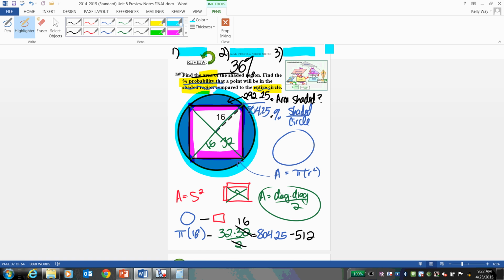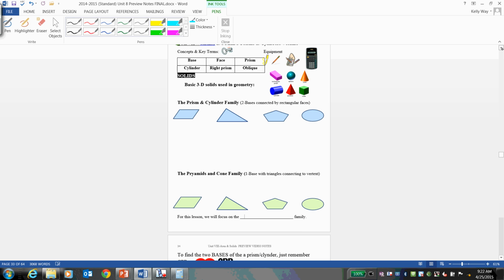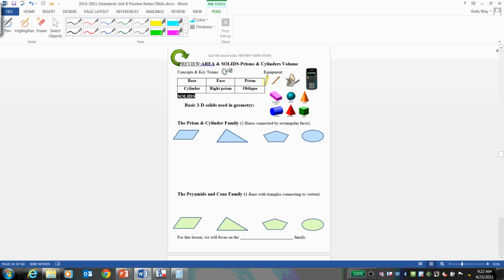Okay, welcome back. Now we're going to move from area to, finally, 3D shapes, which is solids. And by the time you're done today, you're going to know these terms: a base and a face, a prism, a cylinder, a right prism, and an oblique prism.